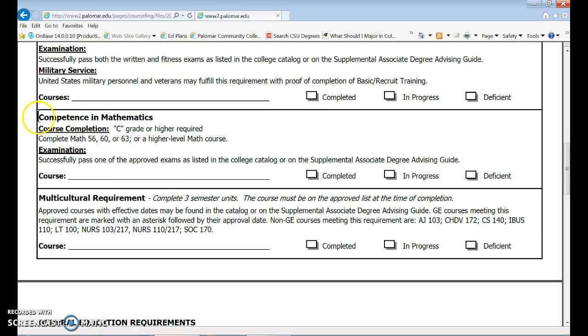You'll have your competency in mathematics. Depending on where your placement is, if you start out at Math 15, which is pre-algebra, you'll move on to Math 50, beginning algebra, and then Math 60, intermediate algebra. Math 56 is the same subject matter as Math 60, it's just taken at a slower pace.